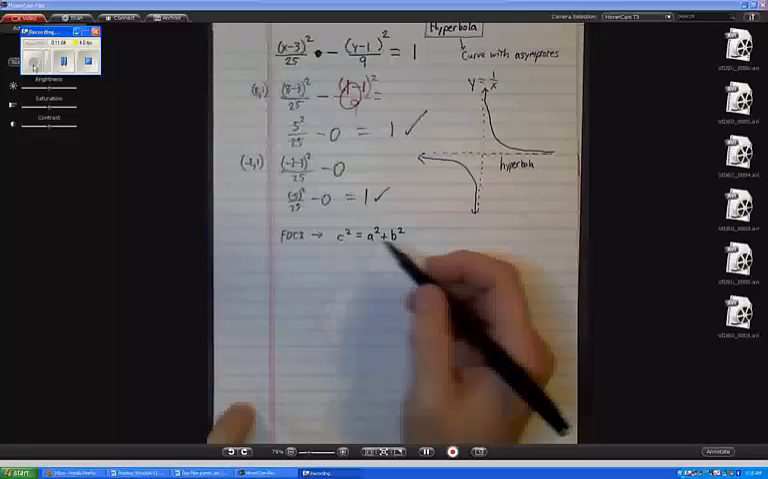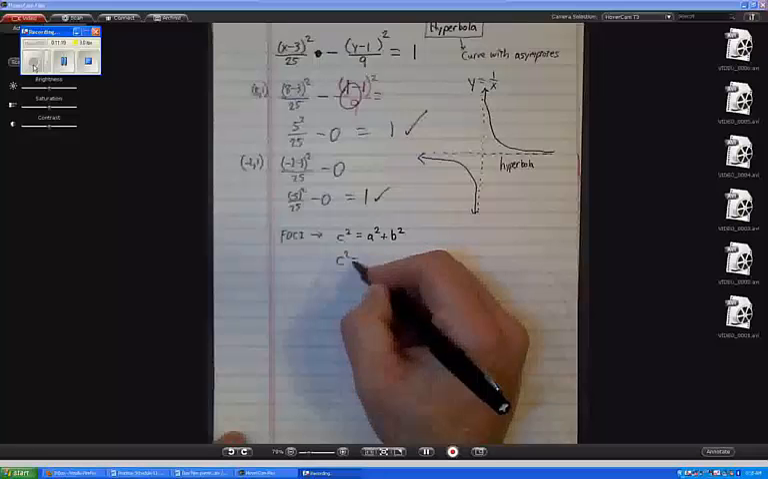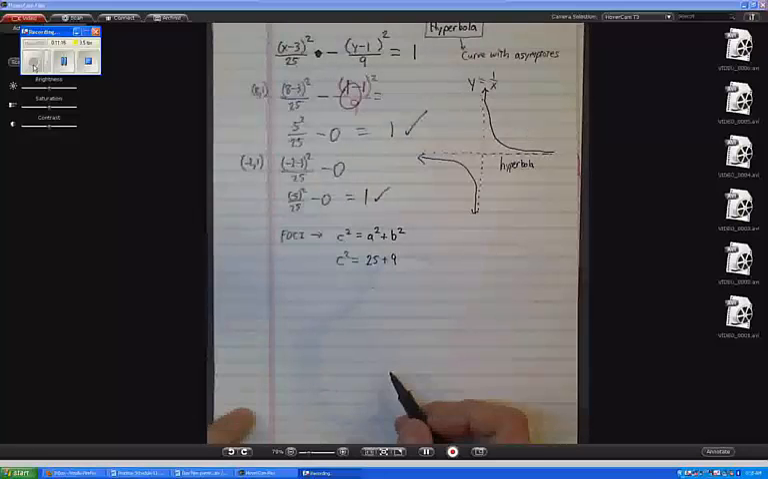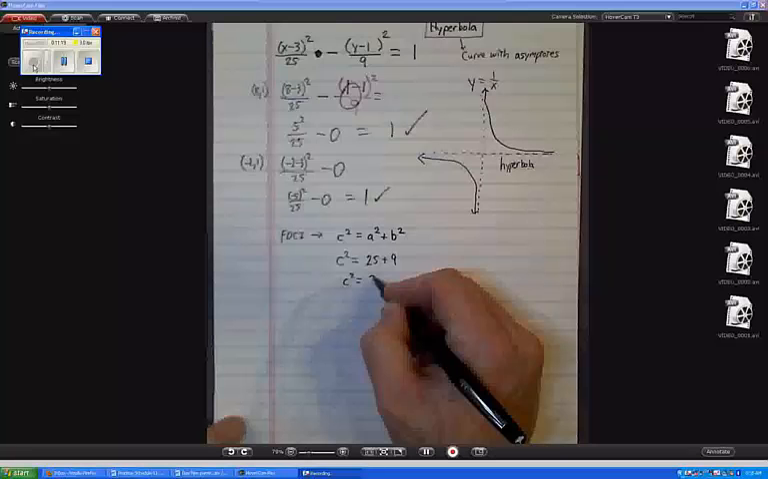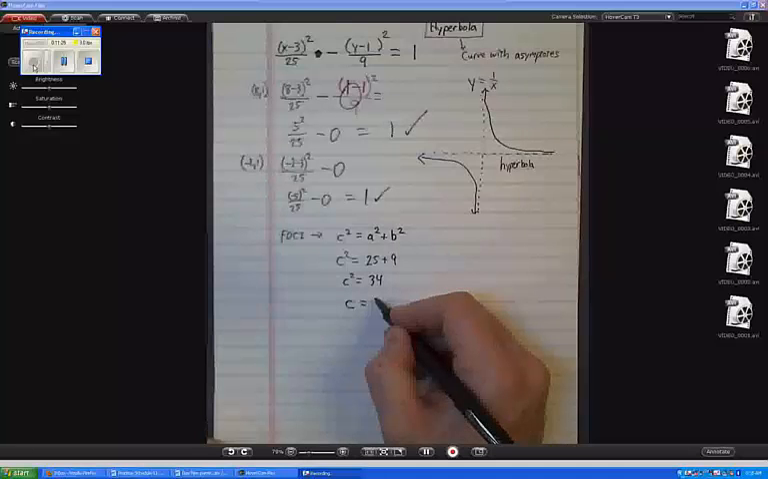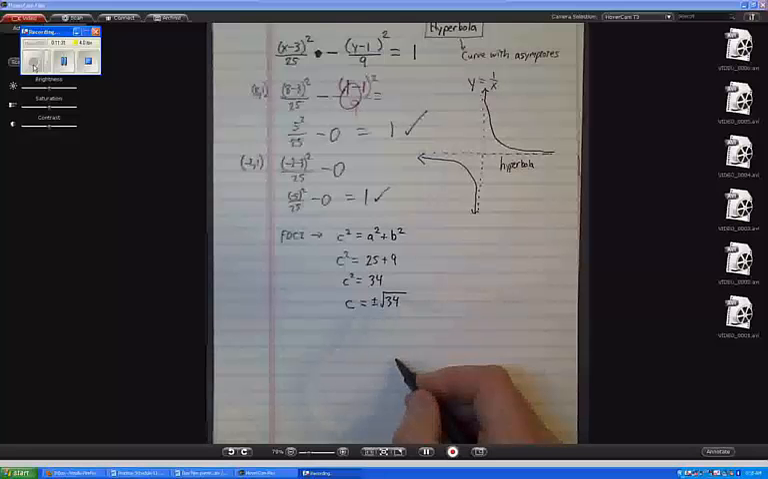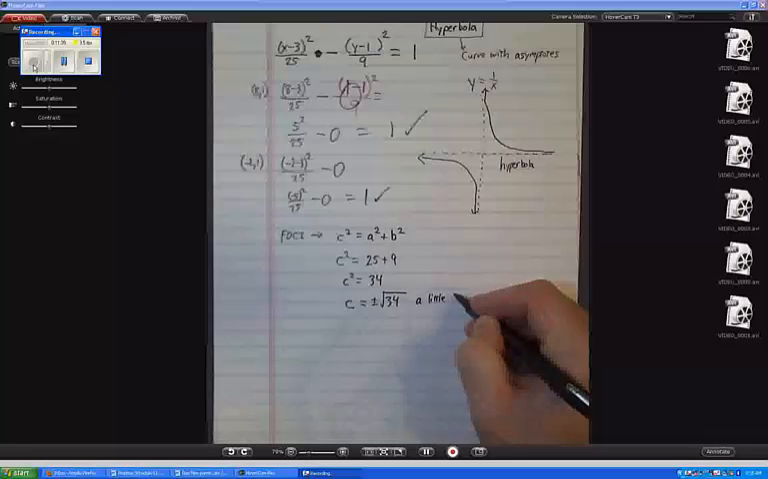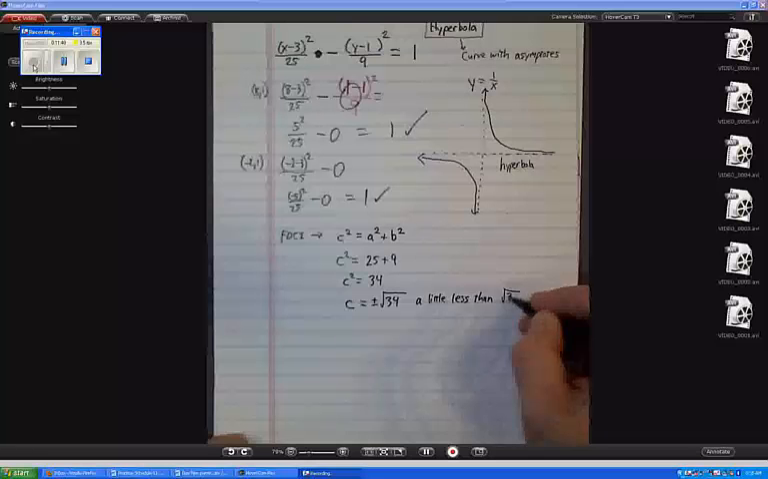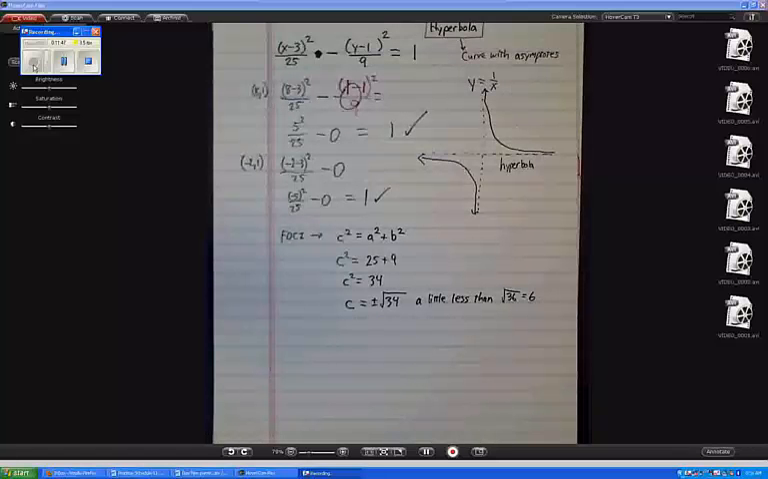Foci are easy. So let's see, what's it going to be for this case? C squared is going to be, what's it going to be? Well, 25 plus 9, right? That's my a squared and b squared. So c squared is 34. So c is, what do you get? Well, the square root of 34, right? Which is a little less than what? Yeah, the square root of 36, which is 6. Is this okay? It's a little less than 6? If it's okay with you, it's okay with me.